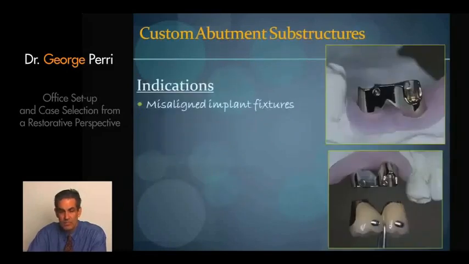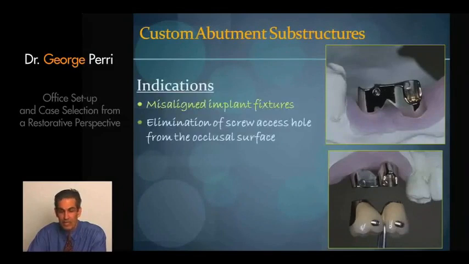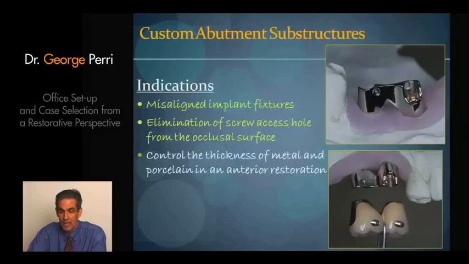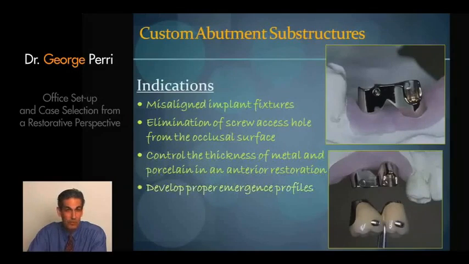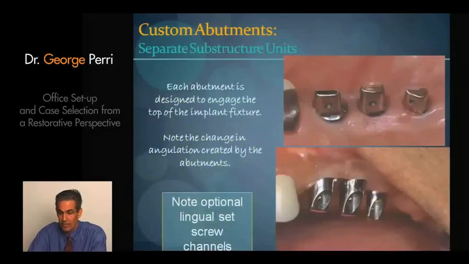The indications for these are misaligned implant fixtures, elimination of a screw access hole through an aesthetic zone or the occlusal surface, and control of the thickness of the metal and the porcelain in an anterior restoration, so it gives greater flexibility to the restorative dentist in the laboratory, and it develops the proper emergence profiles, which can also be a very useful advantage. In this case, we've used a lingual set screw, but as I've said, this case could easily be cemented. There's no need for a lingual set screw unless you feel there might be future value in easier retrievability than having to cut the restoration off.